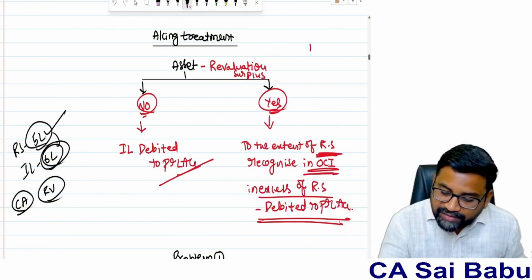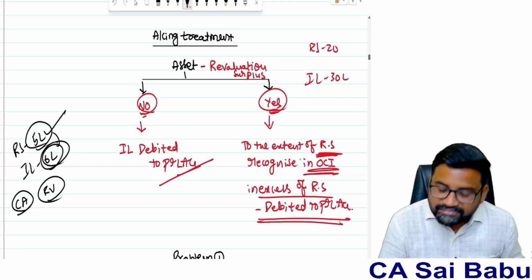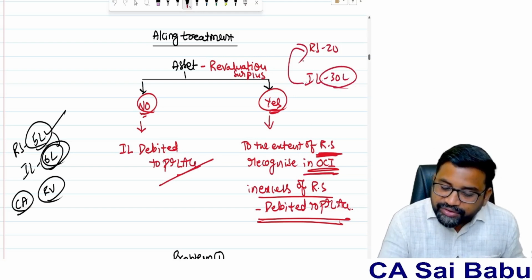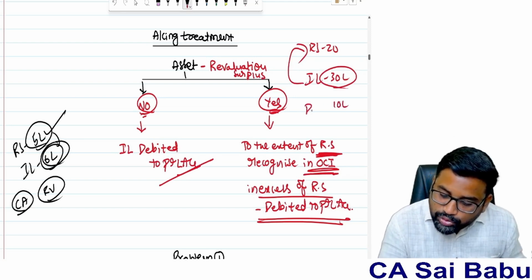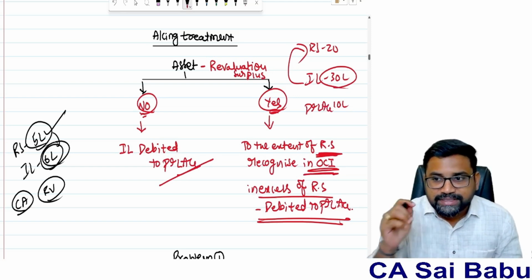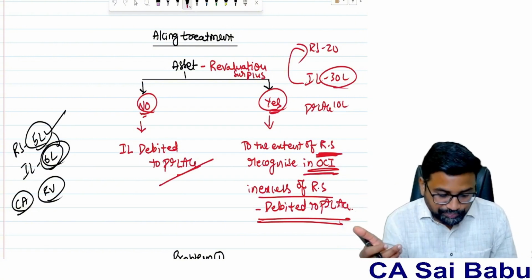Suppose for example, revaluation surplus 20 lakhs, impairment loss 30 lakhs. Now the standard says, of this impairment loss of 30 lakhs, 20 lakhs will be adjusted from revaluation surplus, and only the remaining 10 lakhs will go to P&L account. That means, can you tell me what is the entry for impairment loss? Simple. Impairment loss account debit to asset. You are reducing the asset value.